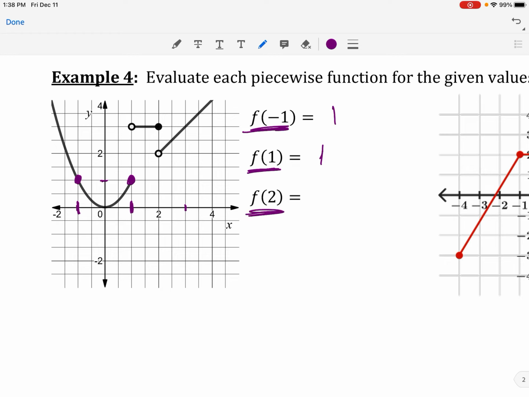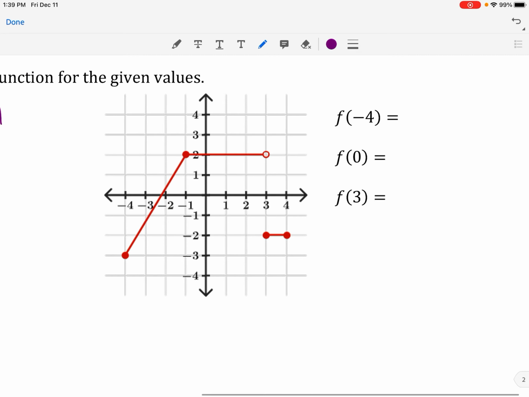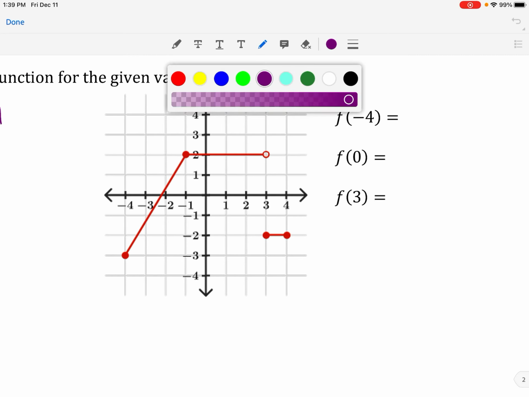Okay, next is x equals 2. So we go to 2 on the x-axis, follow it up to our function. We're going to skip the open circle because we know it doesn't exist there. And then we go to the filled in circle, which is right here, which has a y value of 3. Okay, go ahead and pause the video and try this one on your own.